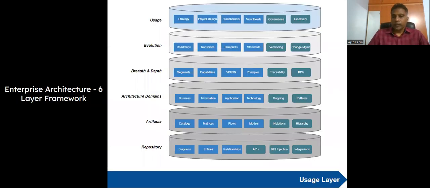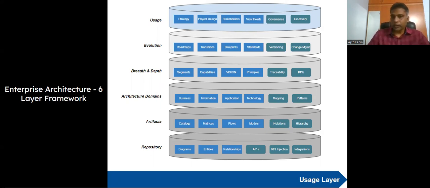In the last video, we looked at the 6-layer framework I introduced for establishing an effective enterprise architecture practice in organizations. So we looked briefly at each of the layers in the last video. Now we'll start looking at each layer in detail. We'll dedicate one video for each of the layers. When I say each layer, what we are going to look at is what are the different decisions we need to make at each layer, and how each layer is helping us to make the decisions to establish an effective enterprise architecture practice. So we'll start from the top.